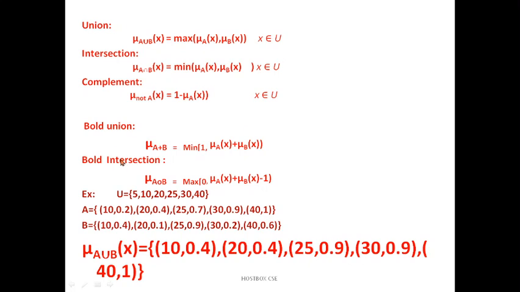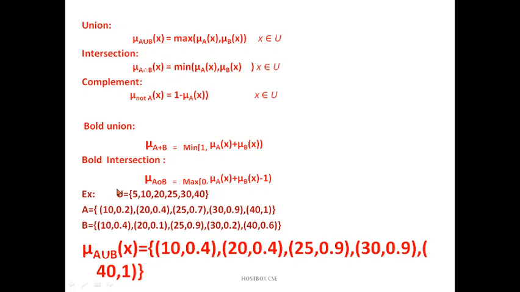Then bold union, which is somewhat different, where mu A plus circle B of x is equal to minimum of 1 comma mu A of x plus mu B of x. Then bold intersection, where mu A dot B is equal to maximum of 0 comma mu A of x plus mu B of x minus 1. So these are the general operations you can do with fuzzy logic, and we will see an example to get clarity.